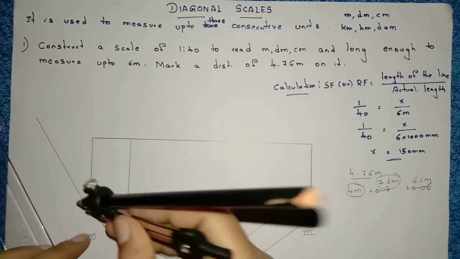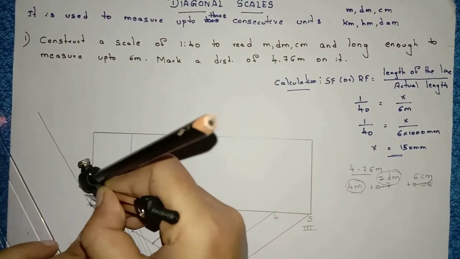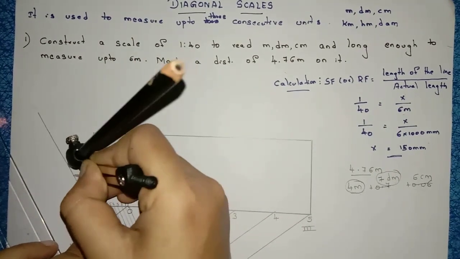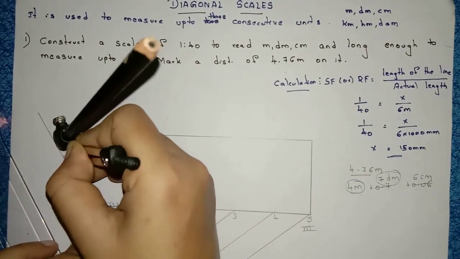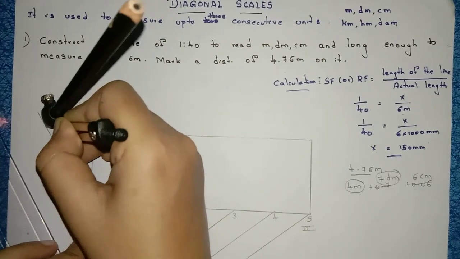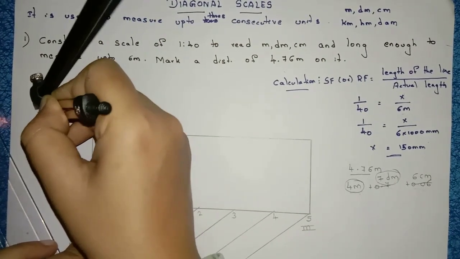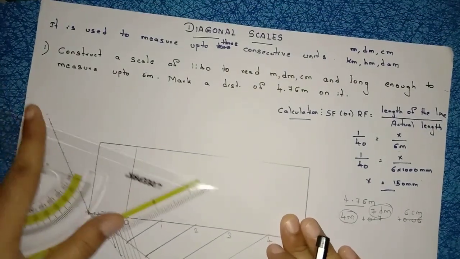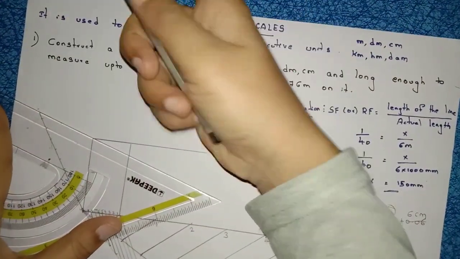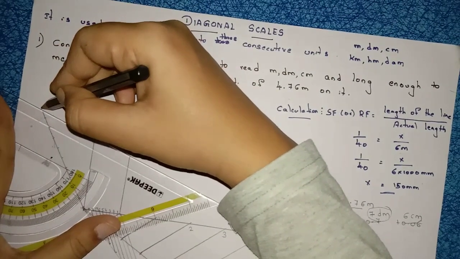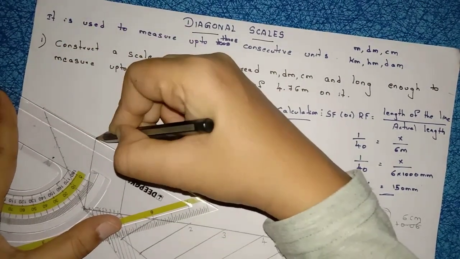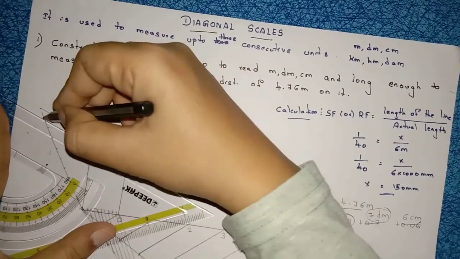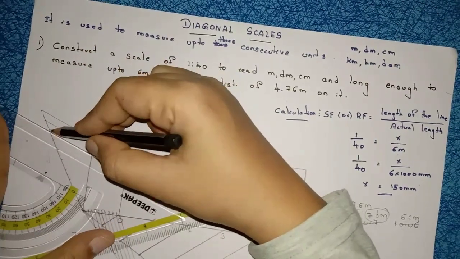Right, after that divide into 10 equal parts. 1, 2, 3, 4, 5, 6, 7, 8, 9 and 10 equal parts. Right, now join this last arc to this end of the line. Join this last arc to this end of the line. Draw parallel lines from every point.